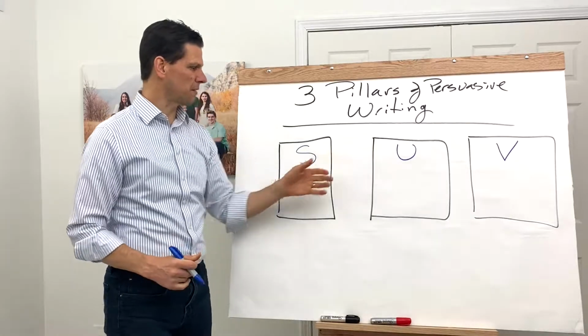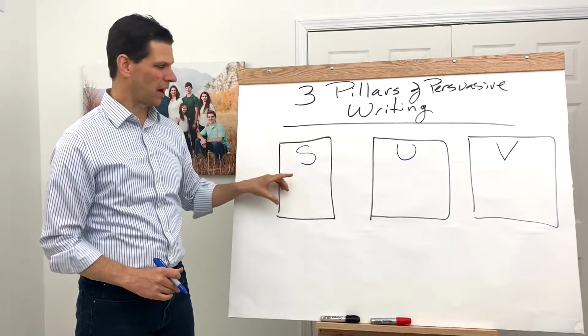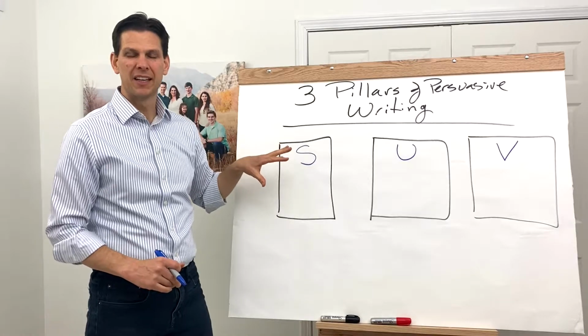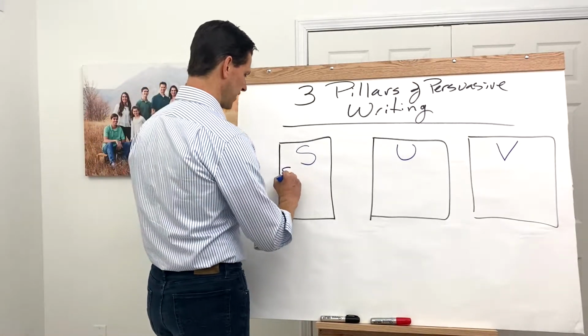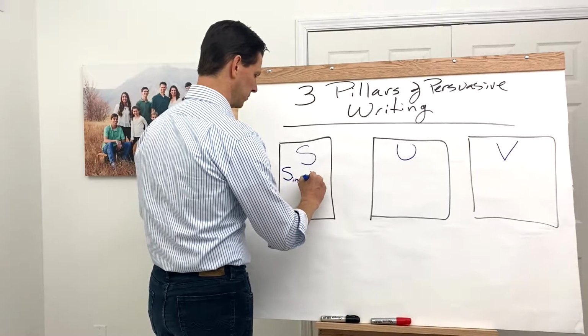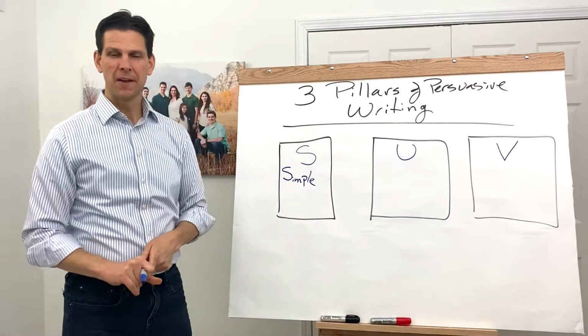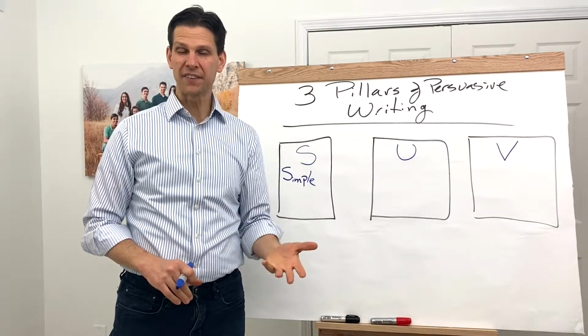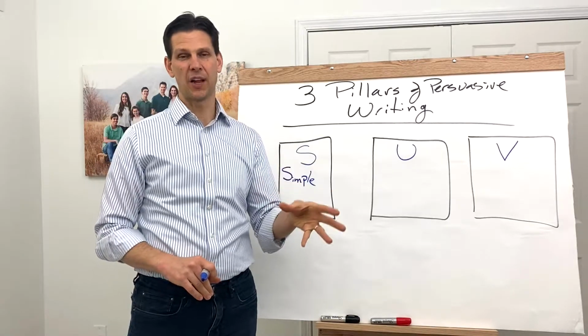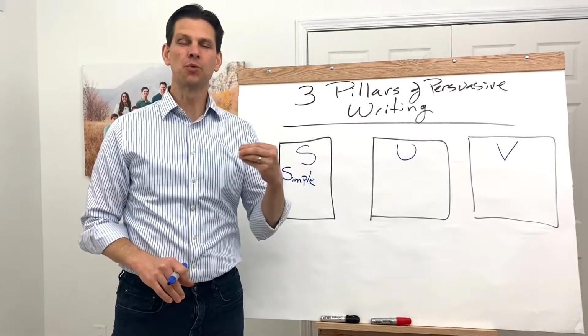So SUV model, pillar #1 is to keep it simple. It's just to have things simple. And one of the fastest, easiest ways to do that is to look at the FK score. FK stands for Flesch-Kincaid. If you're not familiar with it, it's a readability score.